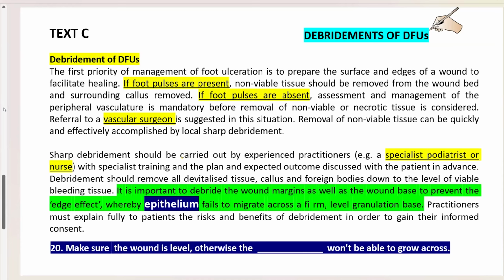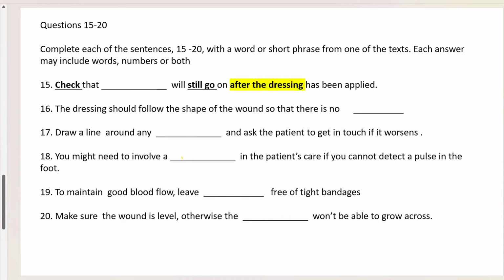And please make sure you are not simply reading the question. Most of them will not read the question properly. Some words they will read and then try to find those particular words. For example, the 19th question is: to maintain good blood flow, leave dash free of tight bandages. If you're just checking the particular words tight bandages, you cannot find this word or phrase in that text. So you will check in one text, and if you don't find tight bandages, you'll move to the next text. Like that, you will waste your time.